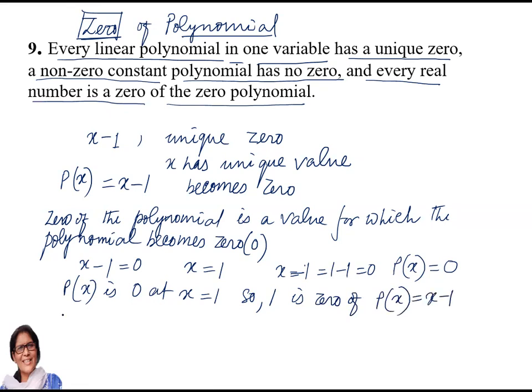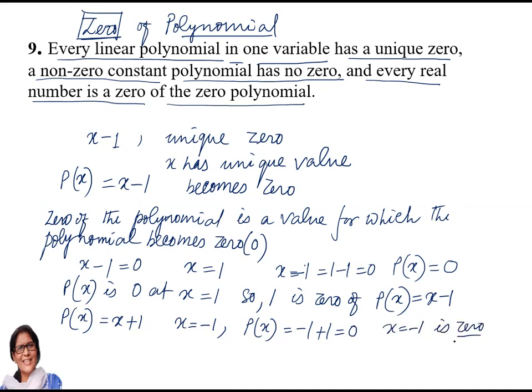Similarly, if p(x) is equal to x plus 1, when will it become 0? If I put x equal to minus 1, p(x) is equal to minus 1 plus 1, it will become 0. So x equal to minus 1 is the zero. This is the meaning of this. Now, how to know? We'll test. We'll put the value in this expression. If it is becoming 0, then it's a zero. If it is not becoming 0, then it is not a zero.